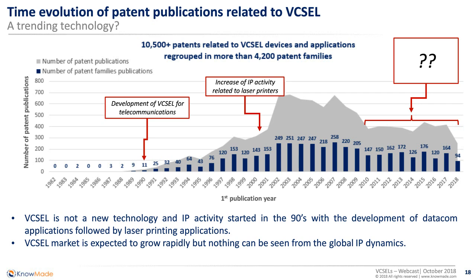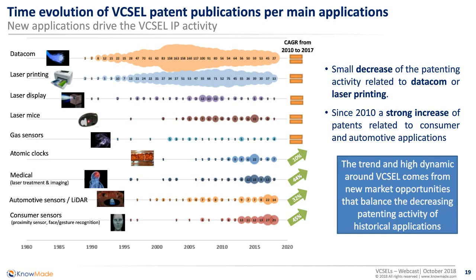In fact, to answer this question, we have to go a little bit further in the analysis and look at what kind of applications are mentioned in the patents. As you can see on the graph on the left, datacom and laser printing are by far the main applications mentioned in the patents related to VCSEL. Since 2007, 2008, you can see a small decrease of the patenting activity related to these two applications, and that explains why we saw a small decrease in that time in the overall IP dynamic.